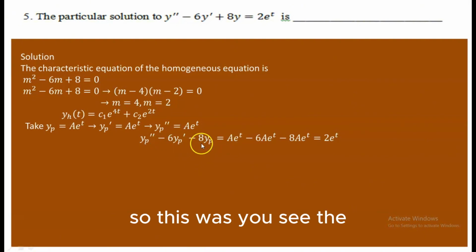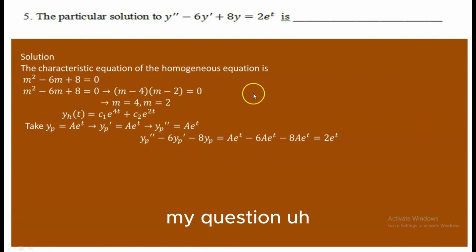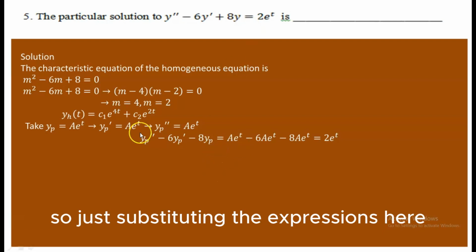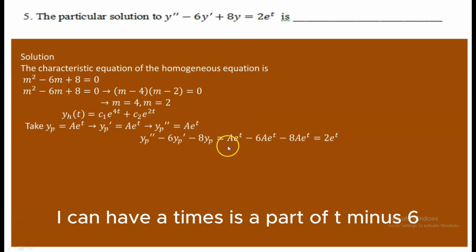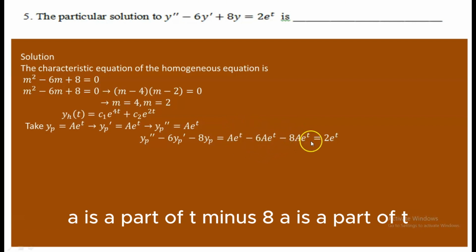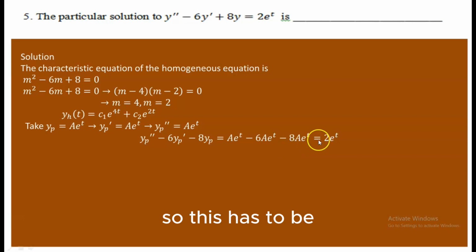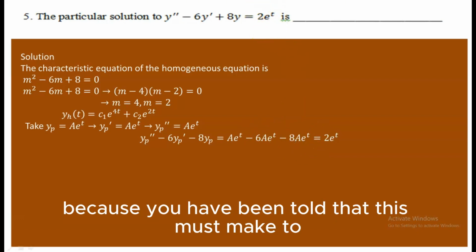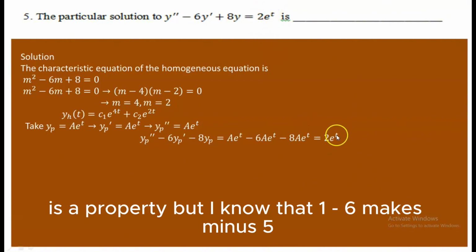So this was my question I was having here. Just substituting the expressions here, I can have A times e to the power of t minus 6A e to the power of t plus 8A e to the power of t. This has to be equated with 2 times e to the power of t, because you have been told that this must make e to the power of t.